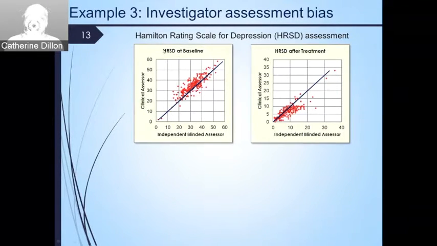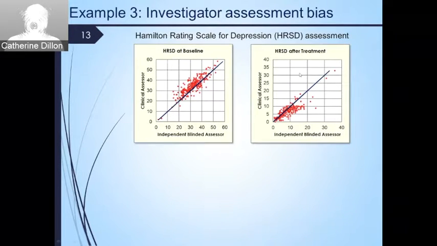Okay. So in this case, this is the Hamilton Rating Scale for depression. This is the assessment done at baseline, and this is the assessment that was done after treatment. This is the site rating, the clinical assessor, and on the bottom is the independent blinded assessor, who is blinded to both time point and subject and treatment. And you can see here, on the HAM-D, the lower the score, the better you are, the less depressed you are. So you can see at baseline here, on average, the clinical assessor rated the HAM-D higher at baseline compared to the blinded assessor.